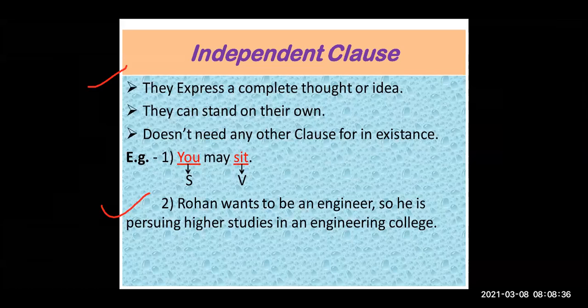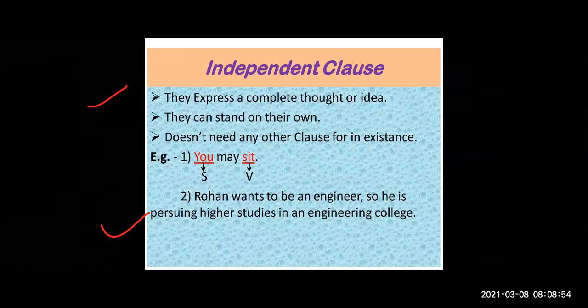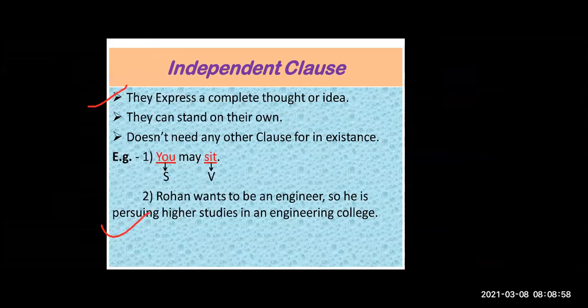So these are the examples of independent clauses. Again, I am repeating that independent clauses express a complete thought or idea. They can stand on their own and don't need any other clause for help. Okay. The second type of clause we are going to see is the dependent clause.